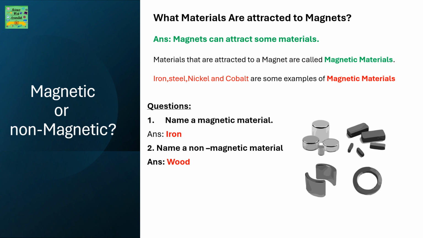Question. Name a magnetic material. Iron. Name a non-magnetic material. Wood.